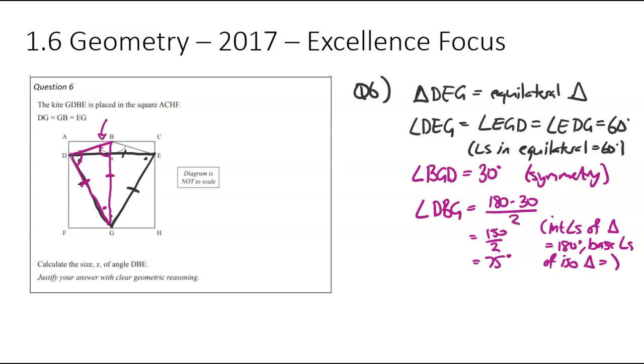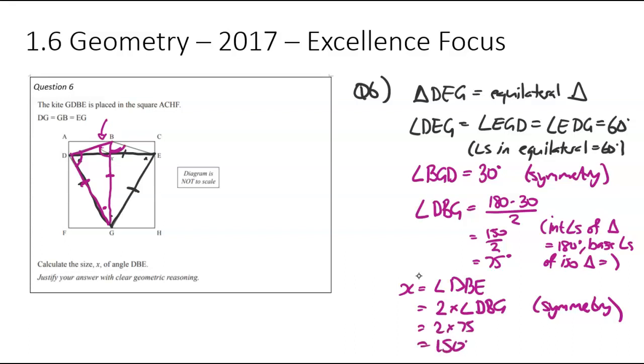Now that I've got 1/2 of x, I'm going to multiply it by 2. So x is equal to angle DBE, which is going to be equal to 2 times angle DGB. And the reason we can do that is the symmetry of what we're going on here. So we're just going to add on that side there. That is going to be 2 times 75, and that gets us to 150 degrees. And we've calculated size x.